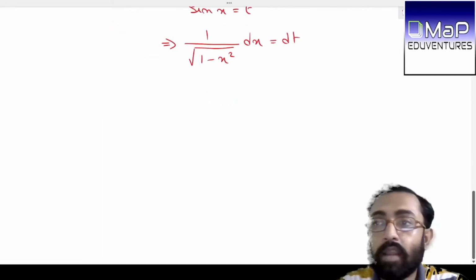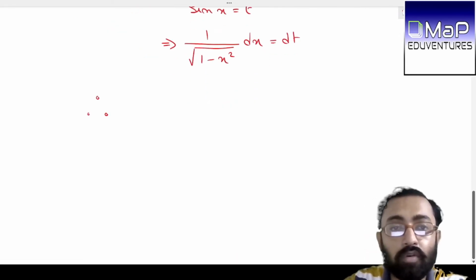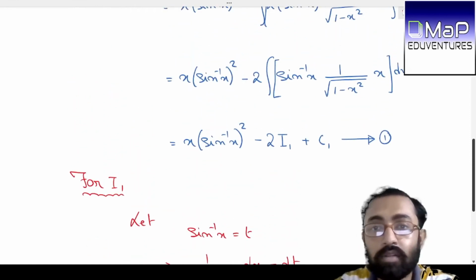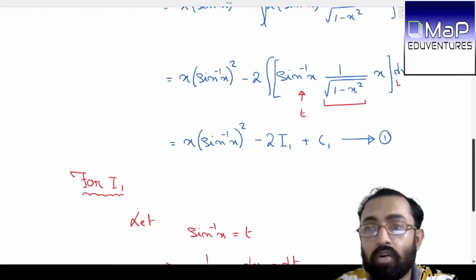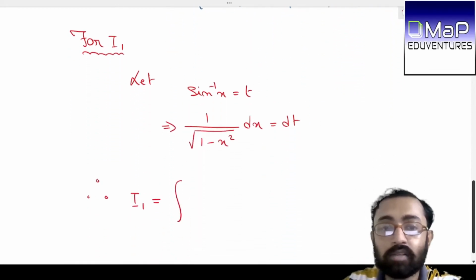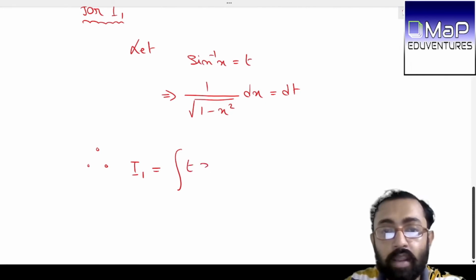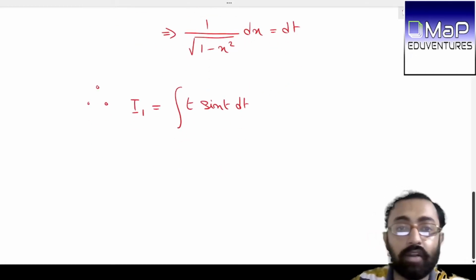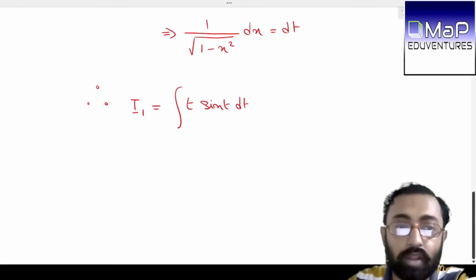All right, now let us replace this term. Therefore I1 is equal to the integration of, this term becomes t and dx with the root term becomes dt, and x becomes sin t. So ultimately we are going to get t sin t, so we write t into sin t dt. Here we have a product of algebraic and trigonometric functions, so again we have to go for by parts.